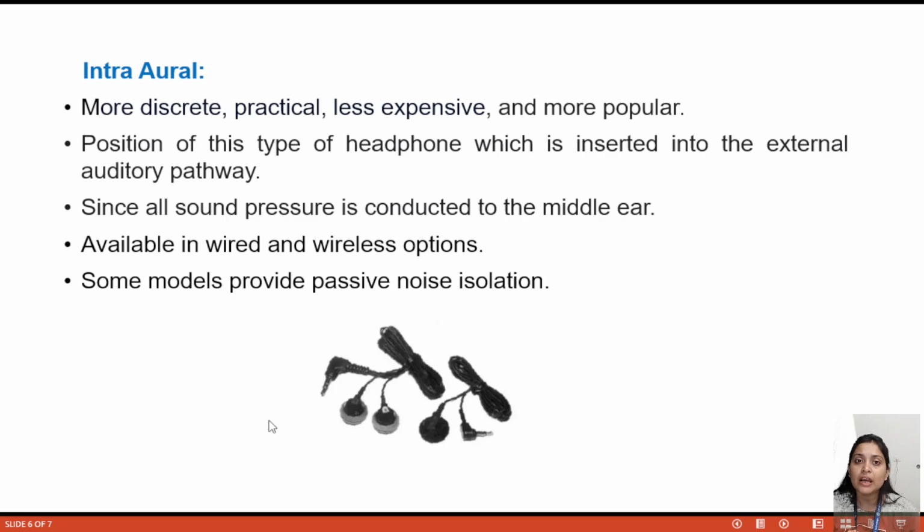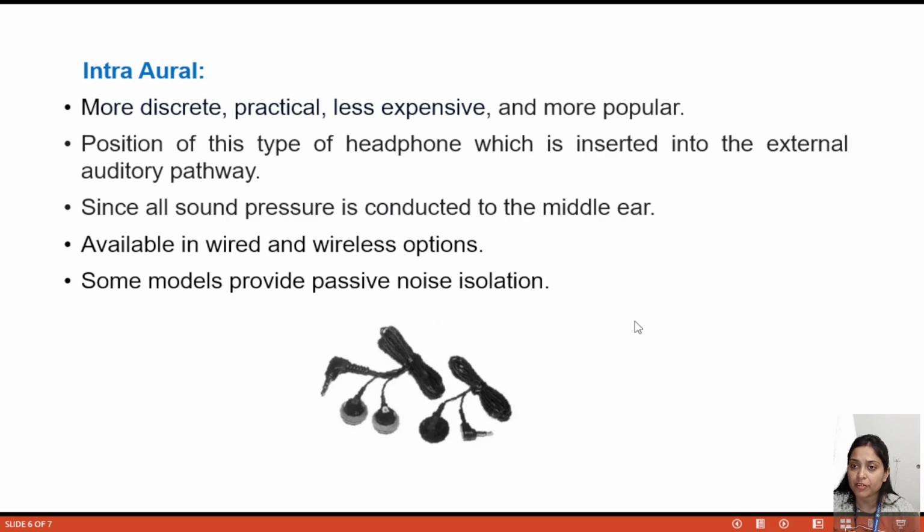More discreet, practical, less expensive, and more popular. I think you can understand all the points. As it is less expensive, nowadays everyone has this type of headphone. It is more popular because it is very inexpensive, so any type of people can easily purchase it from anywhere, and its practical use is very simple.